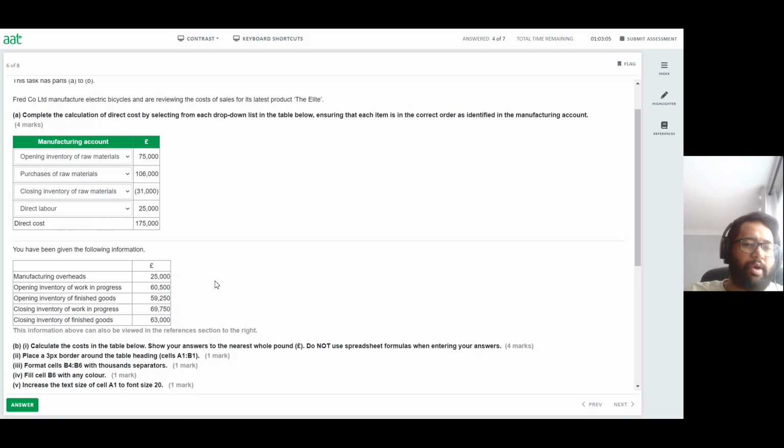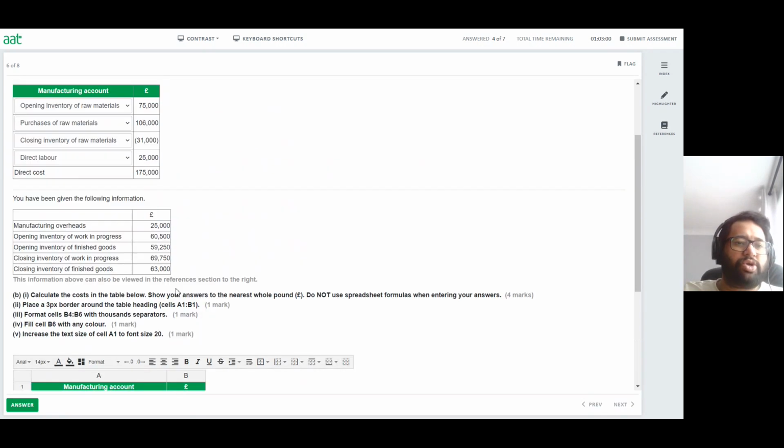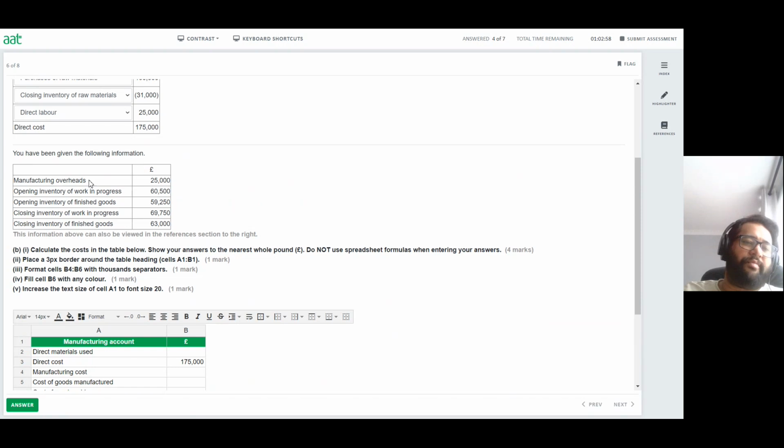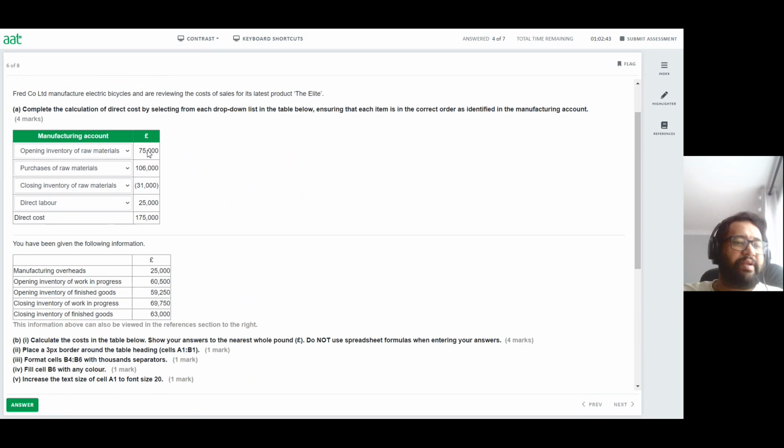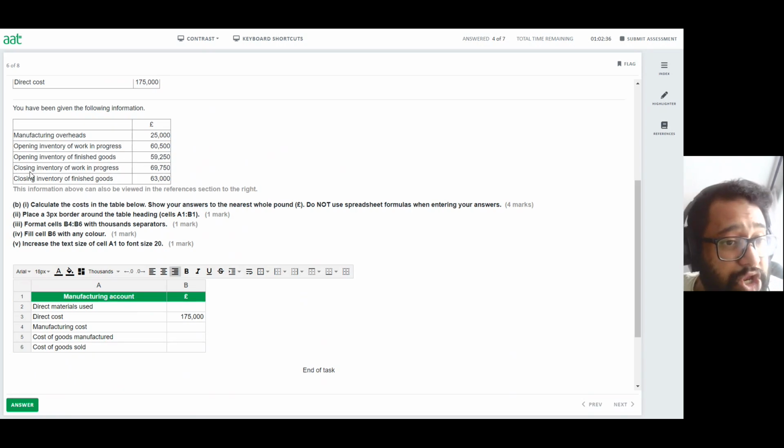They've given you some more now, and they want you to do a formula based calculation here. So you have been given the following information: manufacturing overheads, opening inventory of work in progress, opening inventory of finished goods, closing inventory of work in progress, closing inventory of finished goods. They're all there. Now we have to put this figure here. What is your direct materials used? This plus this minus that one. So let's see what formula they're asking you to do.